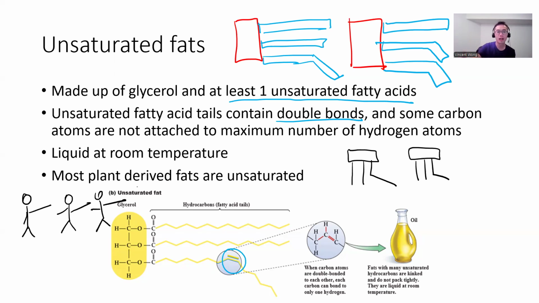So most plant-derived fats are unsaturated, and generally people cook with unsaturated fats. It's a little bit healthier. What kind of cooking oil do you guys use? Let me know. Anybody cook here? What kind of oil do you add to your pan? Yes, olive oil. That's an example of unsaturated fat. Avocado oil, exactly. Canola. There's a bunch of these ones.